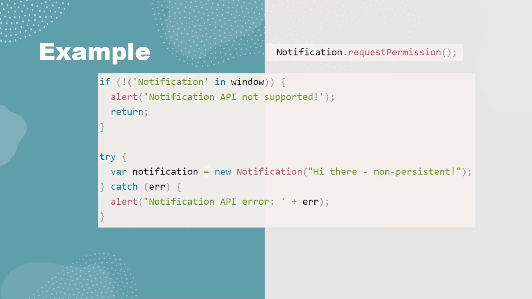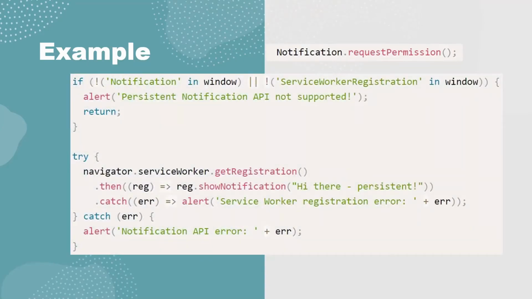To implement a persistent notification, you also need to check if the service worker registration is in the window. When you have both the notification and the service worker registration inside of the context, you can use navigator.serviceWorker.getRegistration to get the service worker registration and use registration.showNotification, passing the message and options as before to generate a notification.